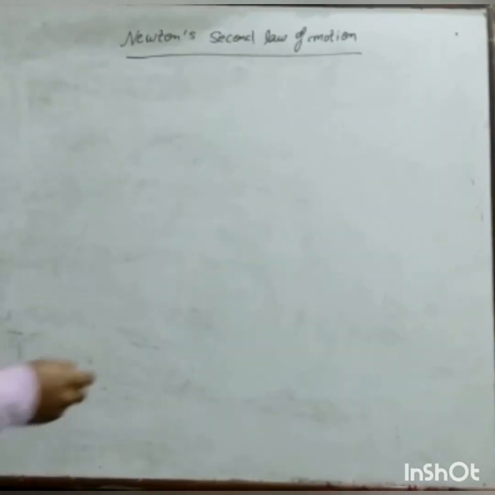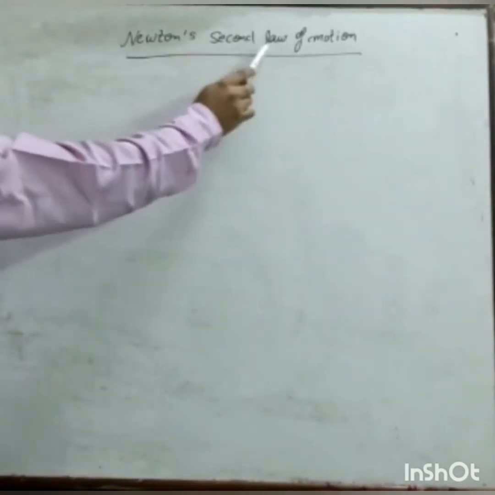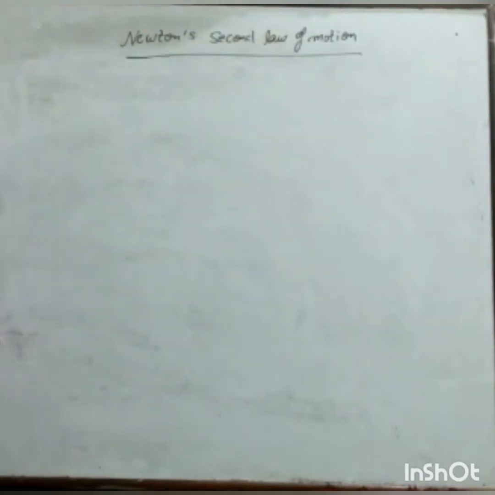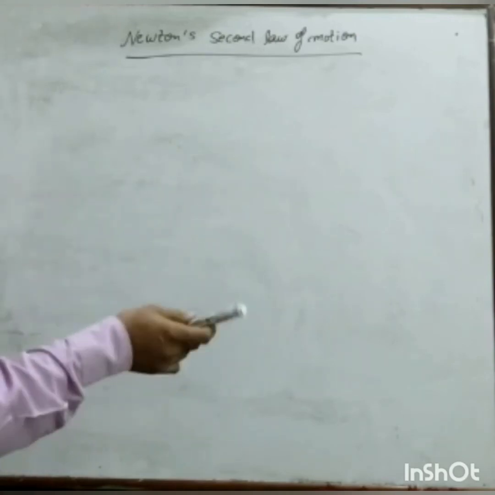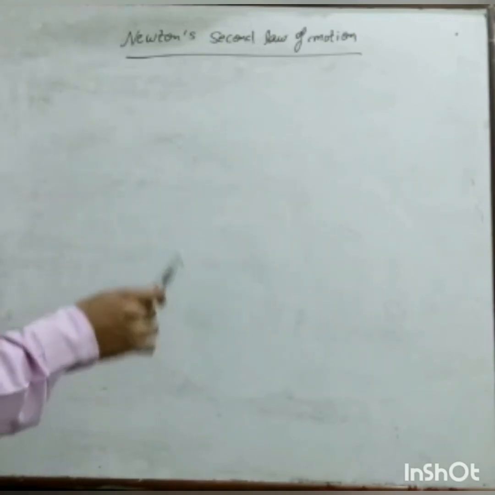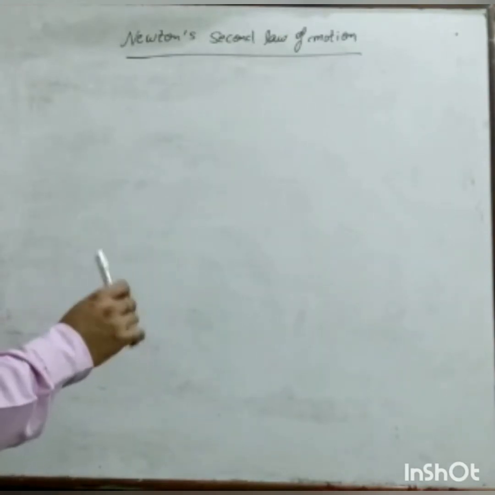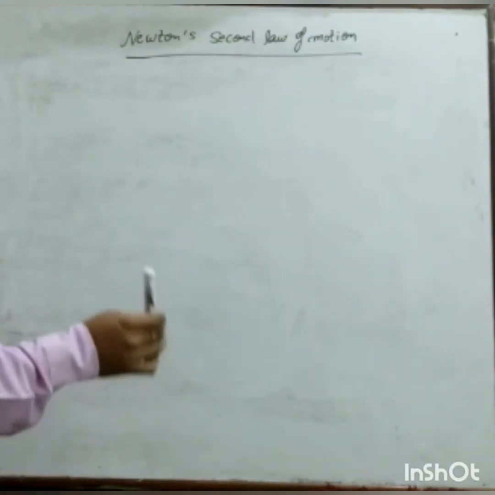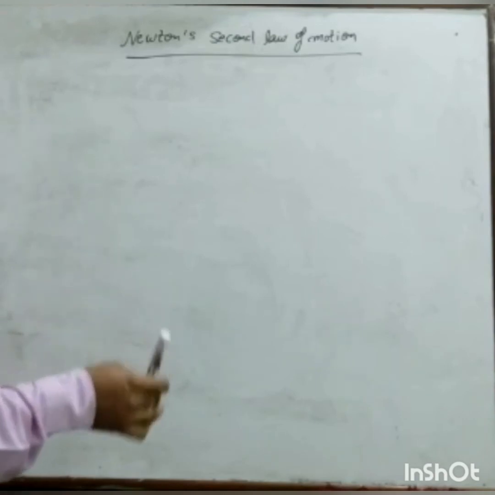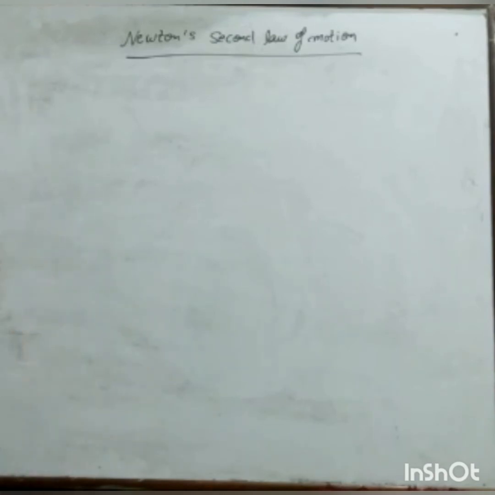So, what is Newton's second law of motion? According to Newton's second law of motion, the rate of change of momentum of a body is directly proportional to the force applied on it, and the change in momentum takes place in the direction in which the force is applied.